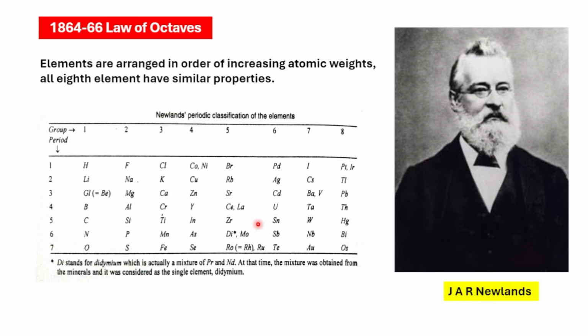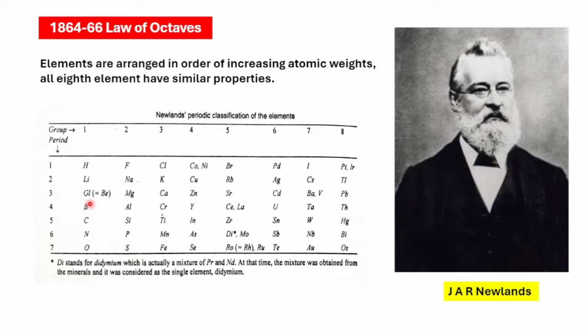Next, in 1864 or 1866, in this range, the law of octaves came. Elements are arranged in order of increasing atomic weights. All 8 elements have similar properties. So Newlands gave this law of octaves, and he said that every eighth element has similar properties. All the elements known at that time were arranged according to atomic weight.